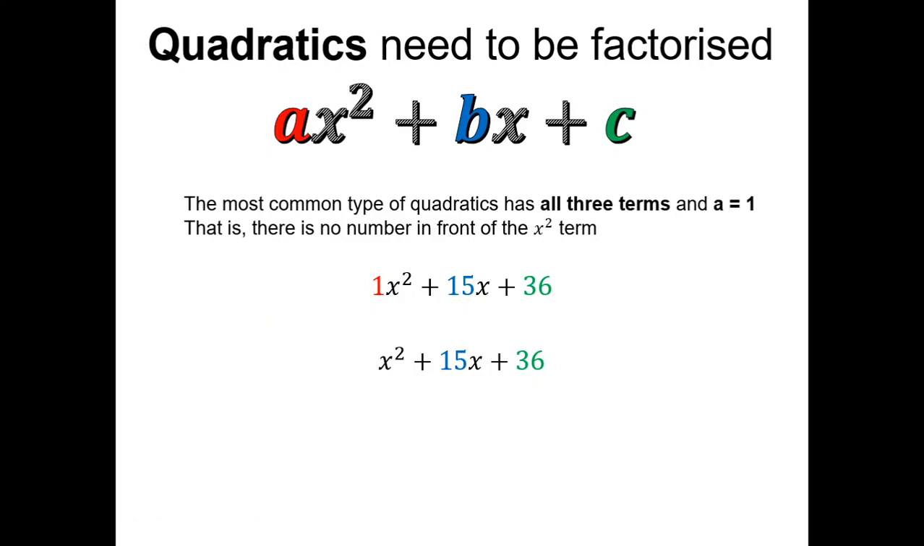3 terms, x squared term, x term, and number term. And when I've got a equal to 1, so there's no number in front of the x squared term, it makes it a little bit easier for me to factorize because I just have to remember one thing, and that is that x squared is the same thing as x times x. So when I factorize, when I set up my two sets of brackets, I have to remember that each of those brackets needs to have an x in it, so when I multiply them together, they make x squared.